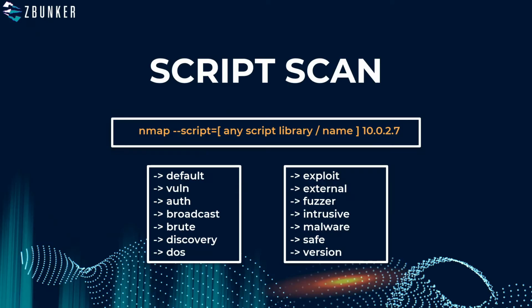So let's learn further. These are the available libraries or categories that we can use with NMAP. If you want to use the default category, you would type nmap --script=default. If you wanted to use the vuln category, you would type vuln. If you wanted to use both default and vuln, you would type default,vuln. In the bottom box, you can see all the available categories which we can use to scan for exploits, or whatever the category says.